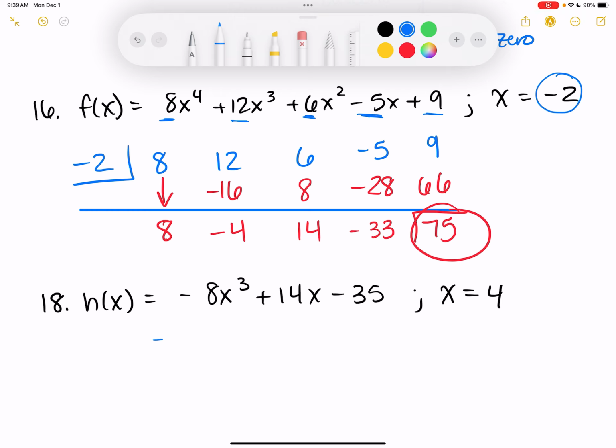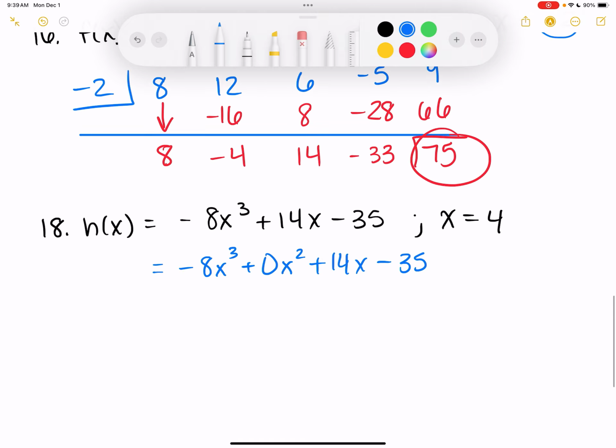So what I would do is I would usually rewrite this, especially right now as you're getting used to it: negative 8x cubed plus 0x squared plus 14x minus 35. As you go, you may not need to do this, but you need to at least make a note, like mentally, of, okay, I'm missing my x squared term, so I've got to put a 0. Because most of the time when people get these wrong, it's not because they can't multiply and then add. It's because they've forgotten a term, and you'll get a totally different answer if you don't have that 0 in there.